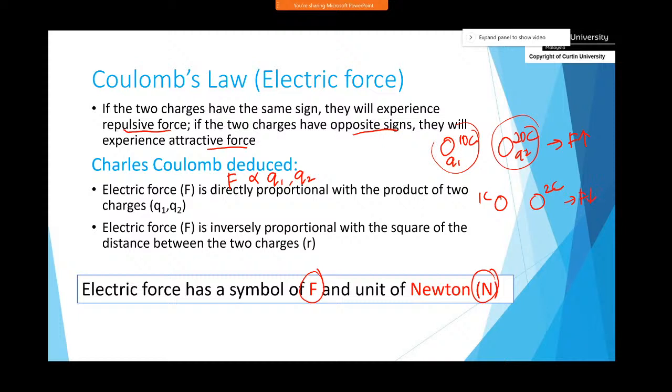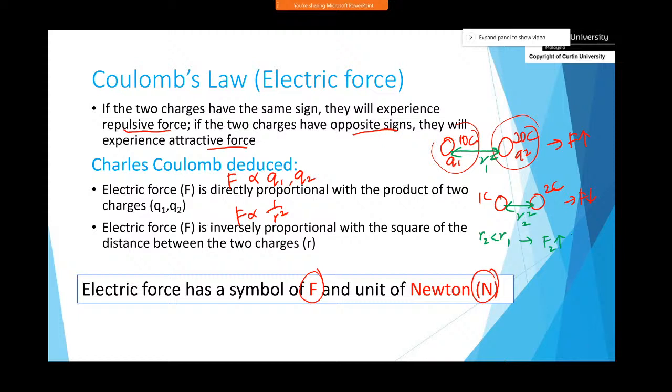Okay, and electric force is also inversely proportional to the square of the distance between the two charges. So if we have distances R1 and R2, and R2 is smaller than R1, then the force will be higher also. So force 2 will be higher.